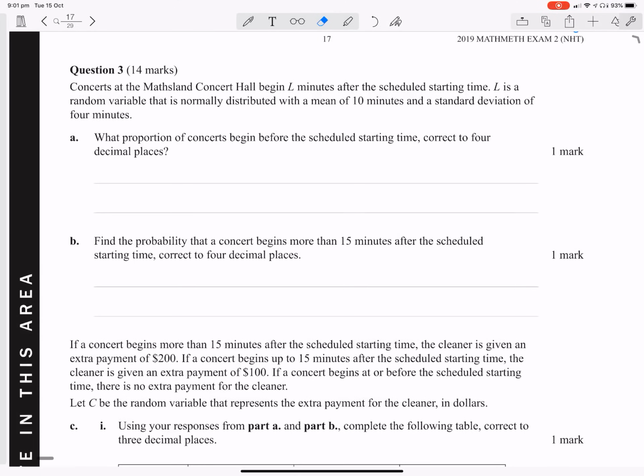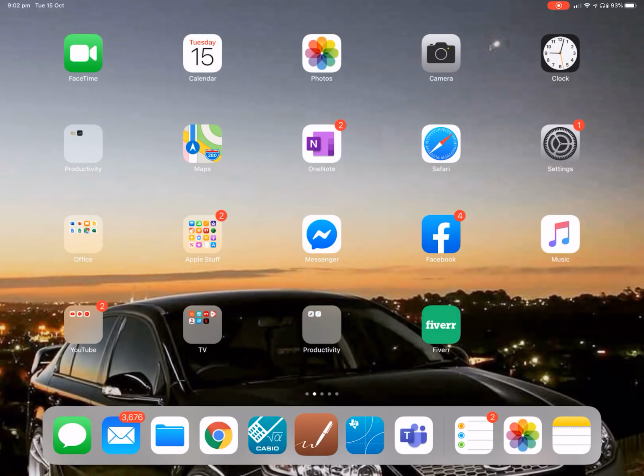Okay, concerts at Massland Concert Hall begin L minutes after the scheduled starting time. L is a random variable normally distributed with a mean of 10 and standard deviation 4. So we want to find the probability that L is less than 0, because that's when they start on time.